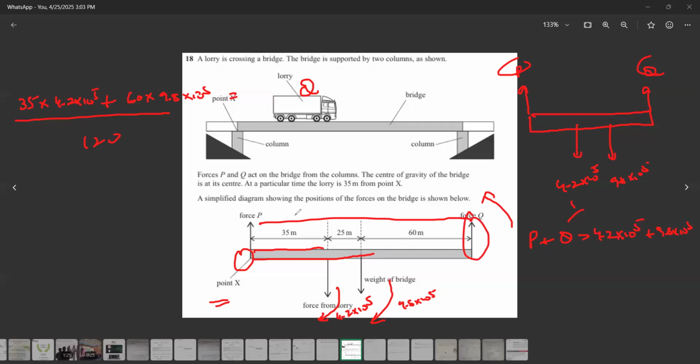So whenever in a question you see two pivots, like two supports, you will take one of them as a point of rotation or a pivot. Is it clear, this one?